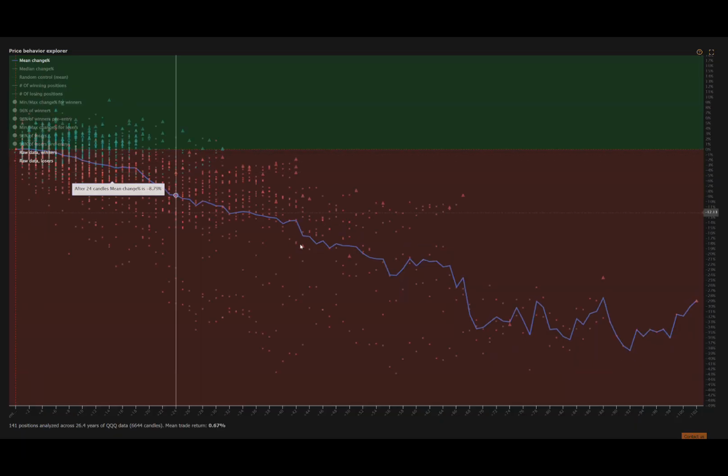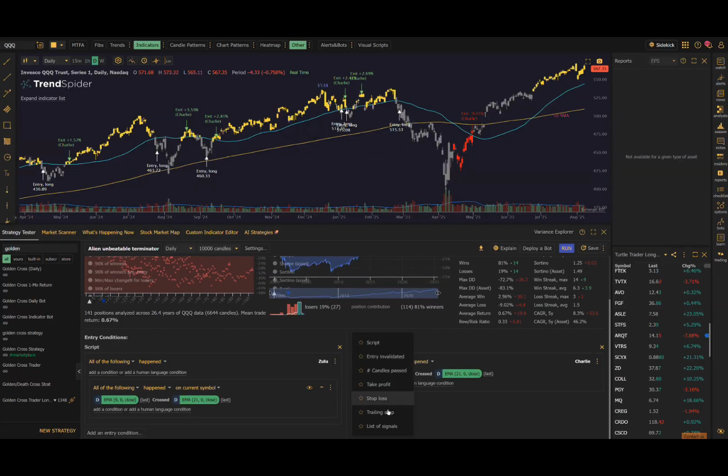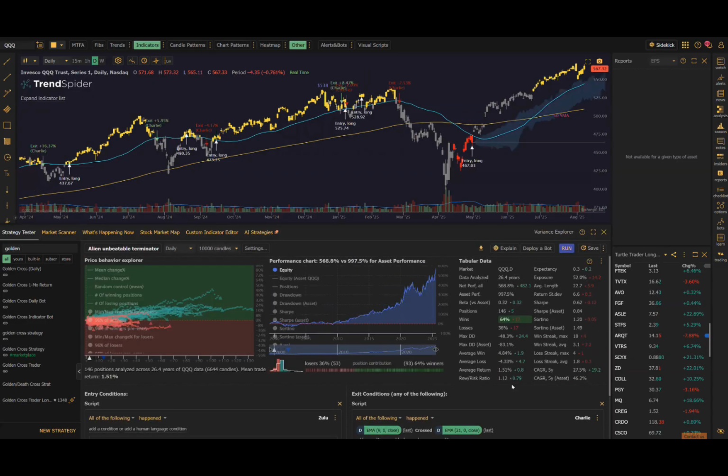So if you look here, you can see all the winners and losers. You can see, yeah, you had like some 43% losers. You want to minimize that. And you can see most of the losers were less than 15%. So maybe you also add a trailing stop of 15% and rerun the test and see if that improves anything. As you can see, it 100% improves stuff.